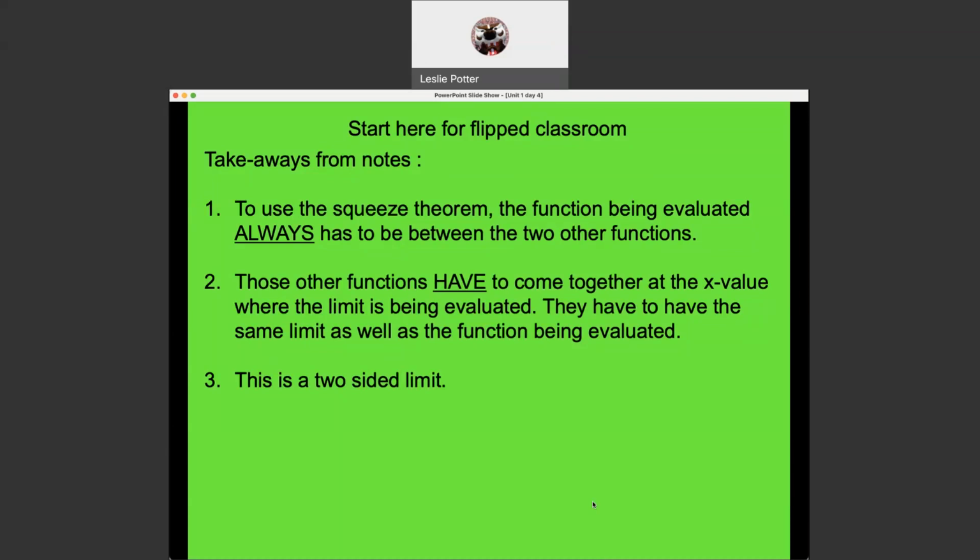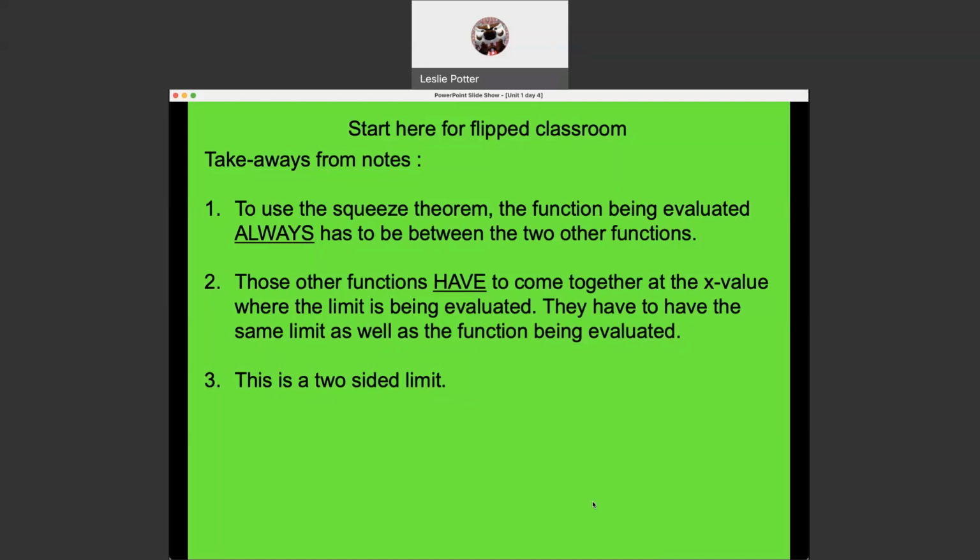And so it's a two-sided limit, right? We're looking at the left and we're looking at the right, and we're coming together to find that limit. And as long as we can come together, I could even have an open dot here, right? I could even have an open value here. We could still find the limit. So any questions about the squeeze theorem?